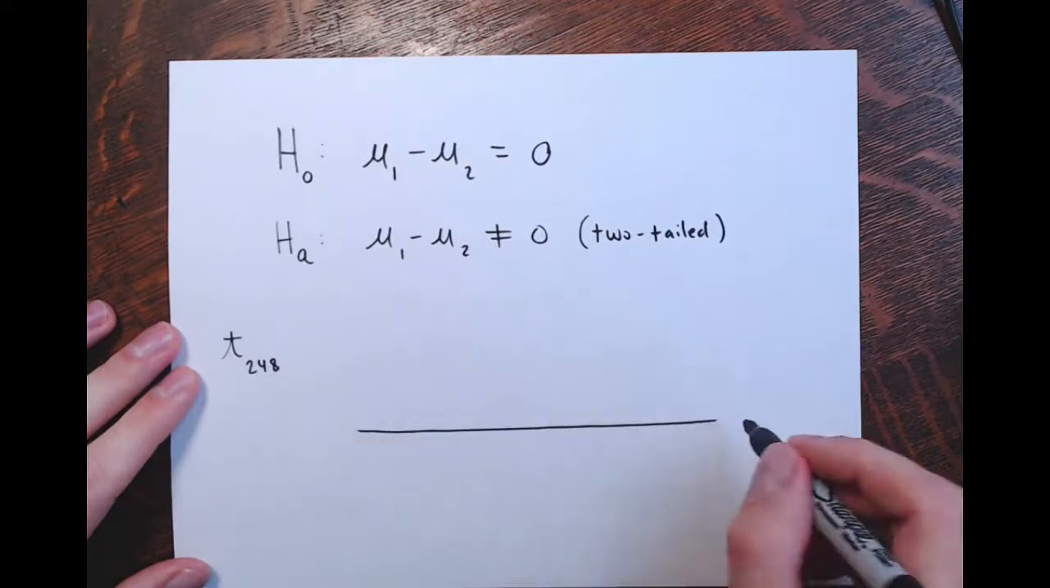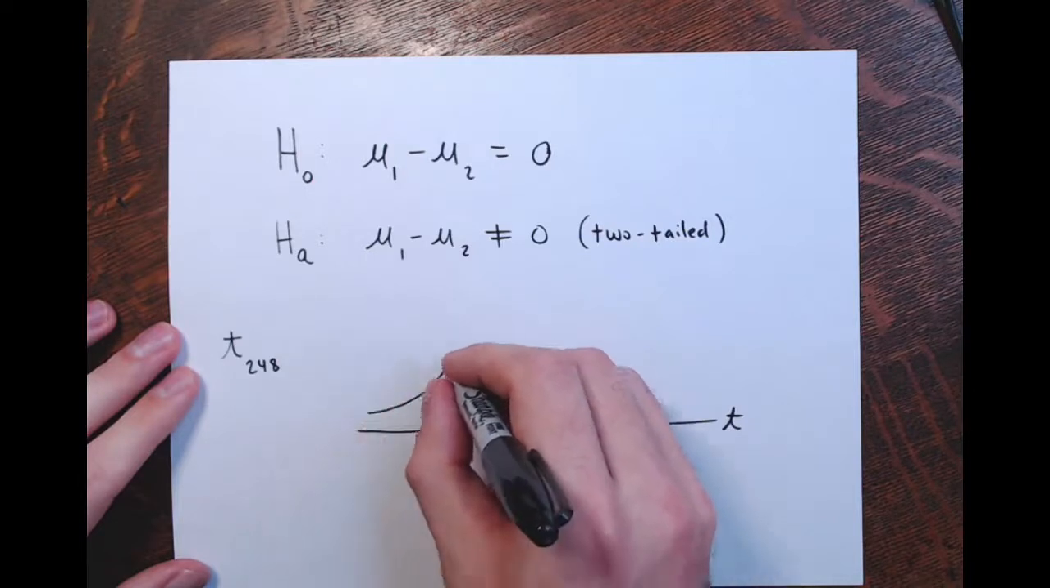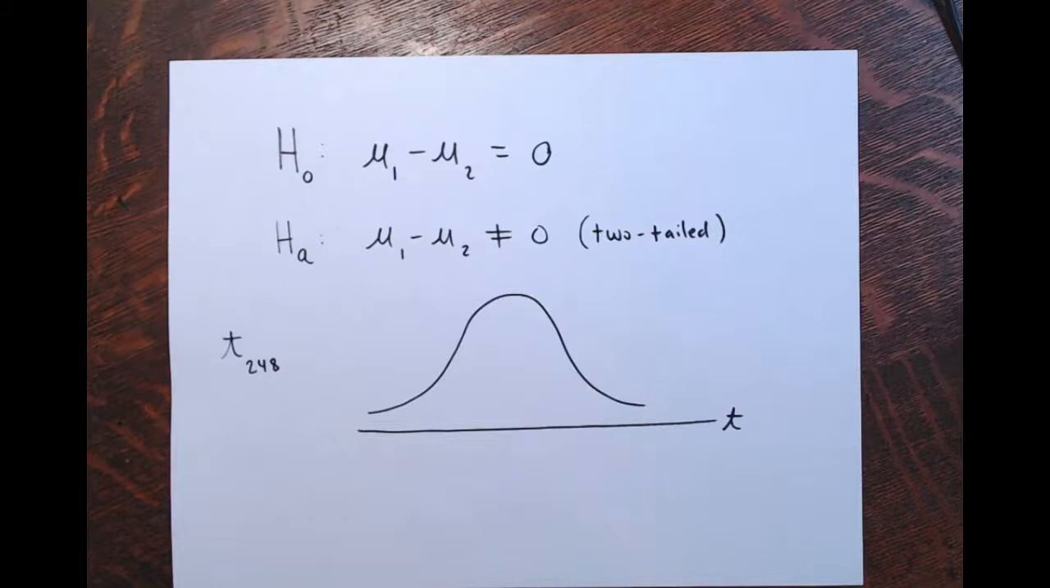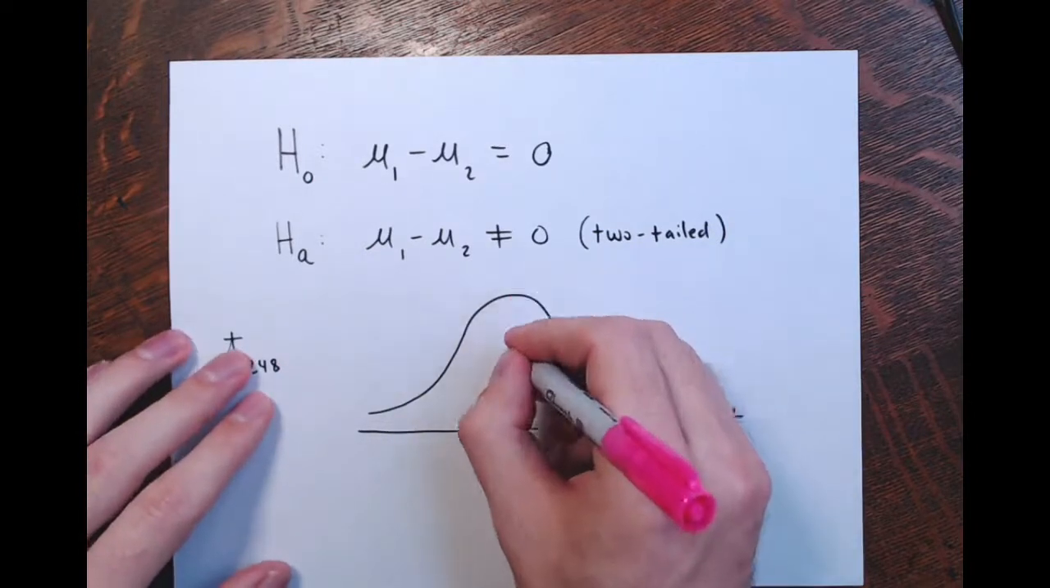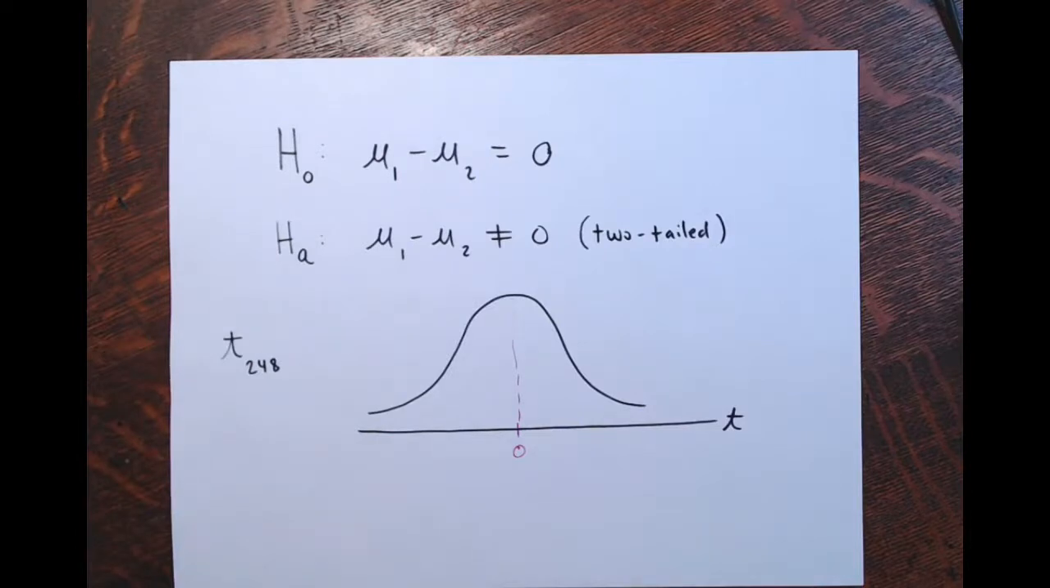I'll draw a picture. The horizontal axis represents t-scores. It's bell-shaped, symmetrical, kind of like a normal, right? But it's a Student's t. Underneath the peak is a t-score of 0. And then they gave us these critical values.